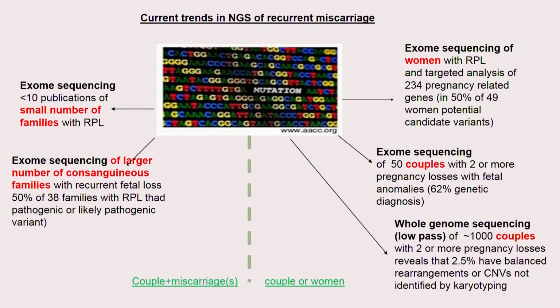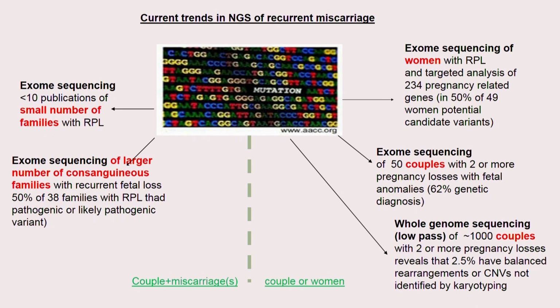And then there were two studies, somewhat different, where the couples were sequenced. In one study, 50 couples had exome sequencing, and the couples had 2 or more miscarried pregnancy losses, but they had fetal anomalies described, and in 62% of those, the authors felt that they made a genetic diagnosis for the losses.